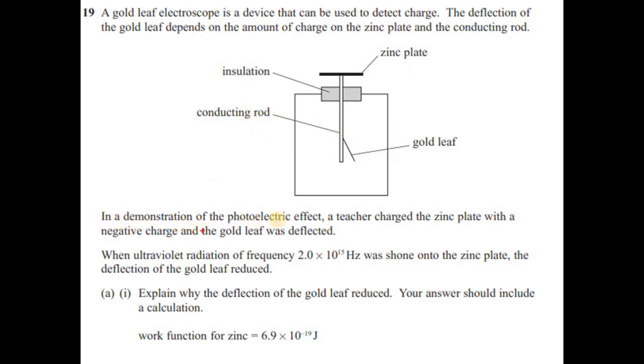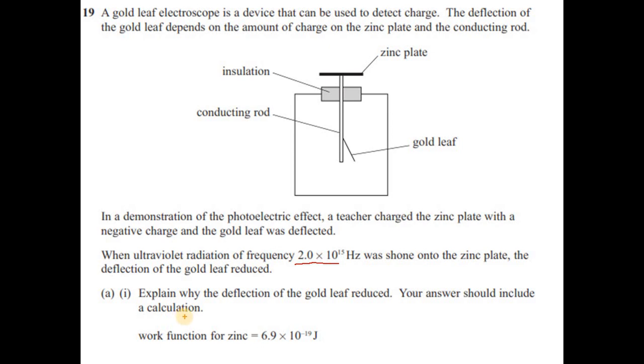In the demonstration of the photoelectric effect, a teacher charged the zinc plate with a negative charge and the gold leaf was deflected. When ultraviolet radiation of frequency 2 × 10^15 Hz was shone onto the zinc plate, the deflection of the gold leaf reduced. Explain why the deflection of the gold leaf reduced. Your answer should include a calculation.